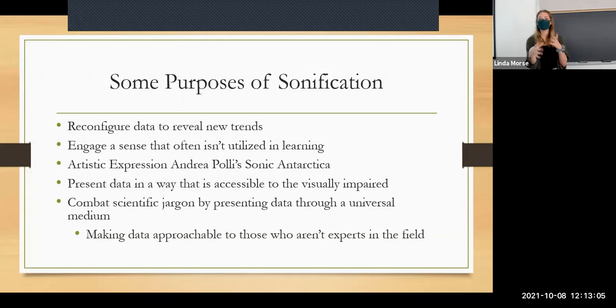Another thing that you can do, and I would like to take my research in this direction, is presenting data in a way that's accessible to the visually impaired. It is so important that we try to make data accessible for everyone. And this is a really cool new way to do that, where not only does it utilize a sense that is so unapproached in a lot of what we do, but also it's a great way to bridge the gap for someone who isn't able to engage with data visually. So that's something that I will be talking about more later.